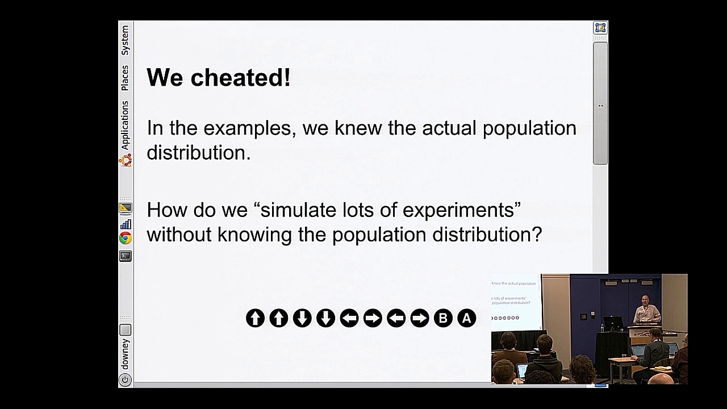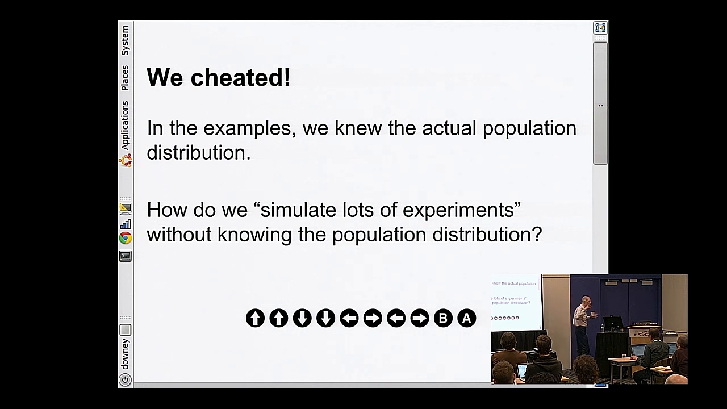However, I should say that the example that we just did was a total cheat. That's a cheat code. Because what we started with was a model of the actual population, and we used the actual population to generate our simulated experiments. In reality, you don't ever get to do that, because if you knew the distribution in the actual population, you wouldn't be doing sampling to begin with. You already know the answer.